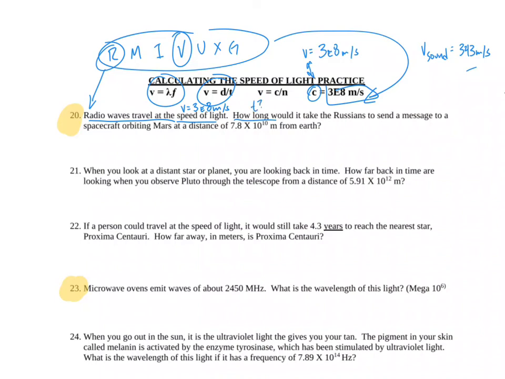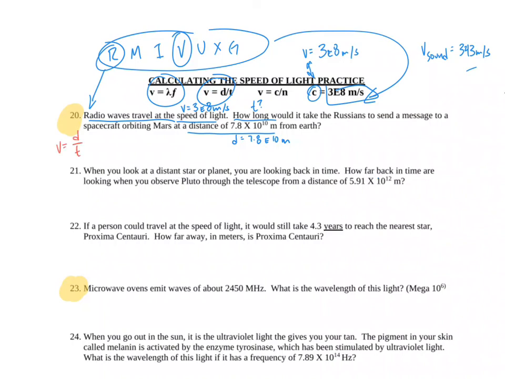You have a spacecraft that's orbiting Mars, a distance of 7.8 times 10 to the 10th meters. This is distance. Now this can also be expressed as 7.8 E10 meters. Alright, so looking at what I've got, the velocity, the speed of light, which is how fast radio waves travel. I want to know how long it's going to take, so I need to solve for time, and I'm given distance. So I have velocity, time, and distance. The only equation up here that's got those three variables is V equals D over T. So there's our equation. V equals D divided by T.